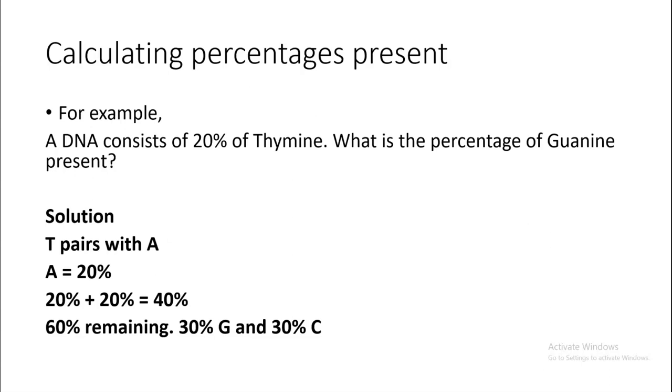So we know by now that thymine always complements with adenine. So if I'm having 20% of thymine, this means I must have also 20% of adenine, because they go together. So now I've got 20% of thymine, 20% of adenine. So I'm having 40% between A and T. So A and T is giving me 40% in this DNA molecule.